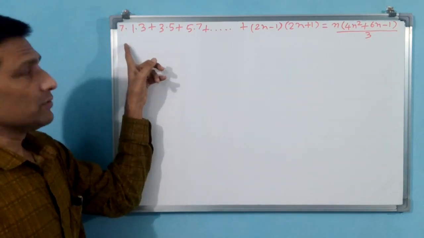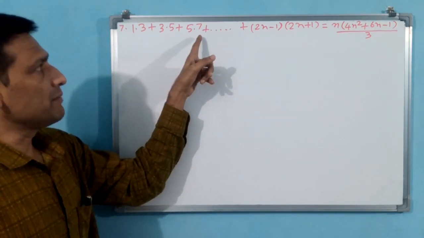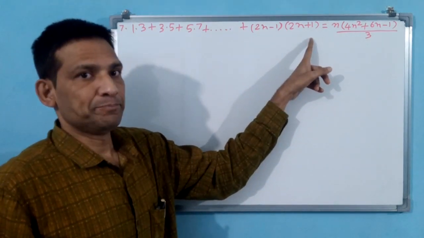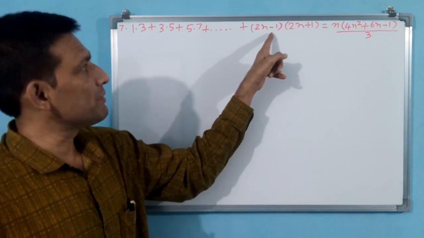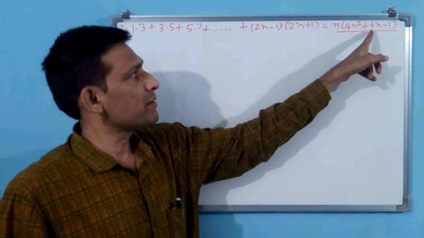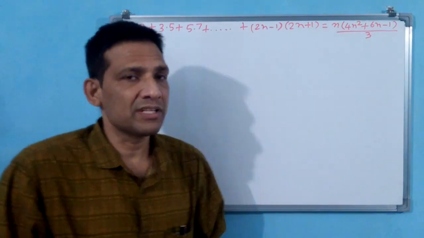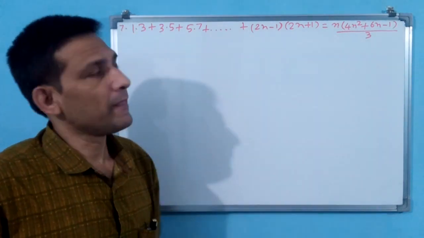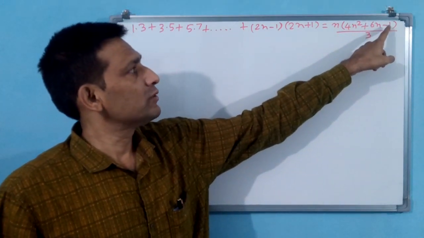Okay. You see, seventh question. 1 into 3 plus 3 into 5 plus 5 into 7 plus dash dash dash (2n minus 1) into (2n plus 1). Both are odd numbers only. How we have to write? You see, (2n minus 1) into (2n plus 1), they have written, is equal to n into (4n square plus 6n minus 1) by 3. You see here, even though it is a quadratic expression, you cannot take anything common unless you multiply something else. Why? Because a square plus b square minus 2ab also is not going to help.